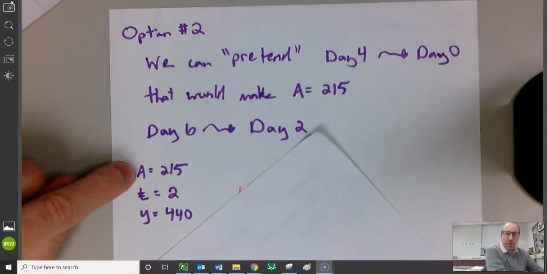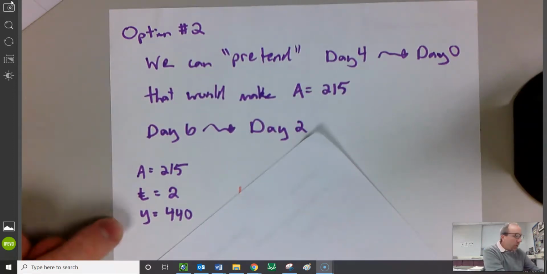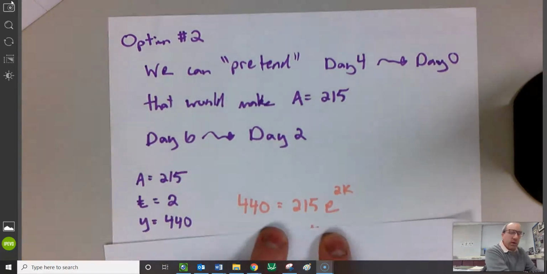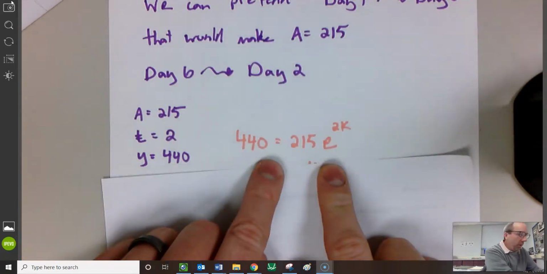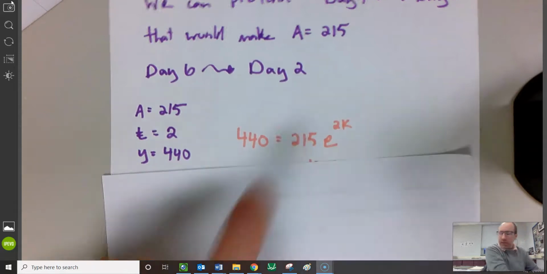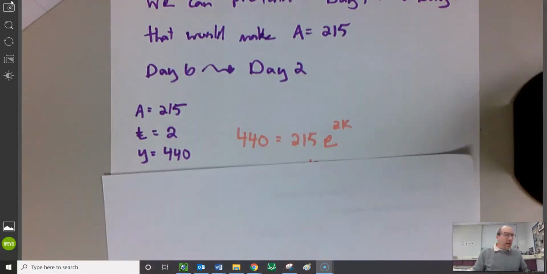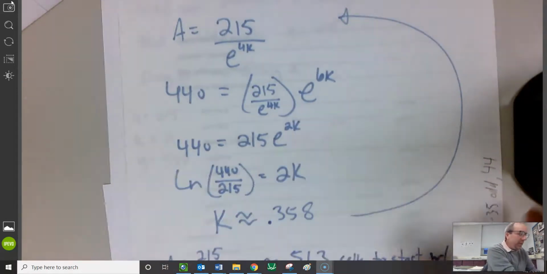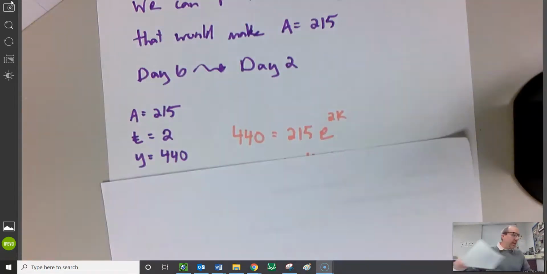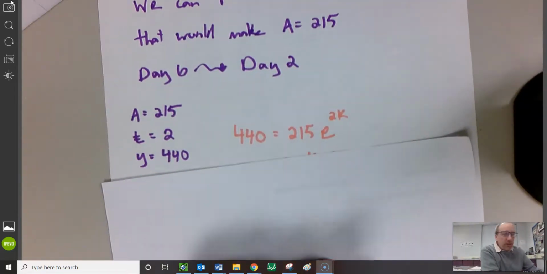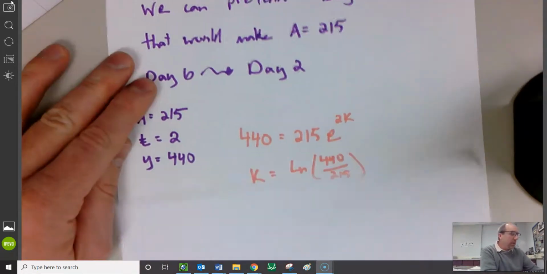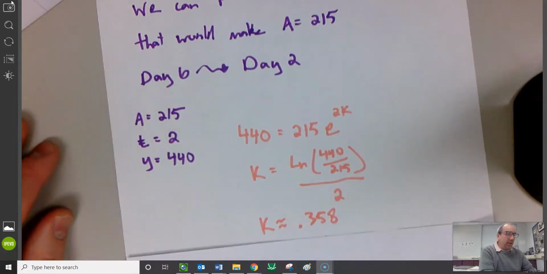So now we know the initial amount. We know how many days have passed. We know how many there are after those 2 days have passed, 440. We can use all that information and plug it into our exponential growth model, and we get 440 equals 215e to the 2k power. But look, I'm bringing back that old one. When we did ours, we got the exact same thing, 440 equals 215e to the 2k, using substitution and using the exponent rules. We get the exact same equation. So the rest of this problem follows exactly the same way. Divide by 215, take a natural log, divide by 2, you'll get the same k value.